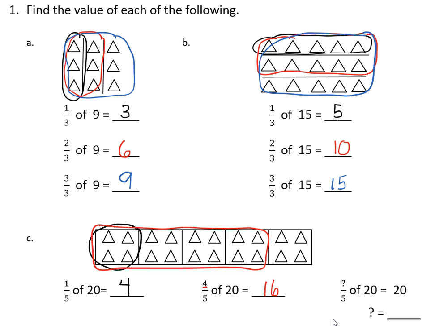The last question says, some number of fifths of 20 gives me 20. So some number of the 5 groups will give me 20. Well, since there's 20 altogether, that means I need all 5 out of the 5 groups. So my question mark is replaced with a 5. 5 out of the 5 groups will give me a total of 20.